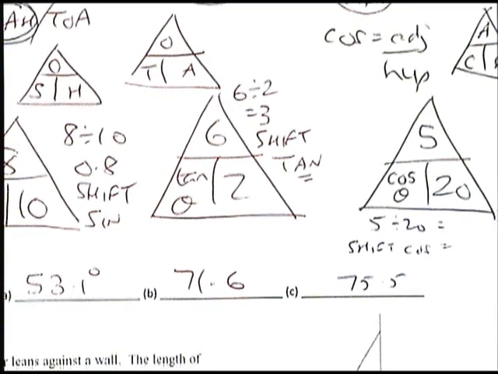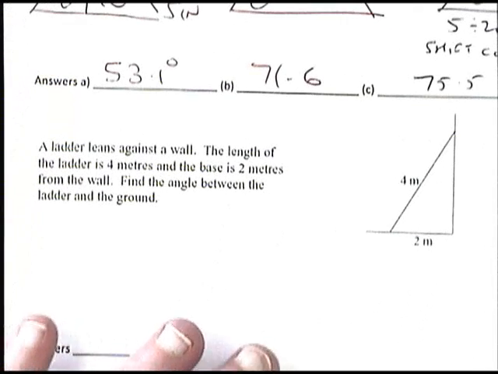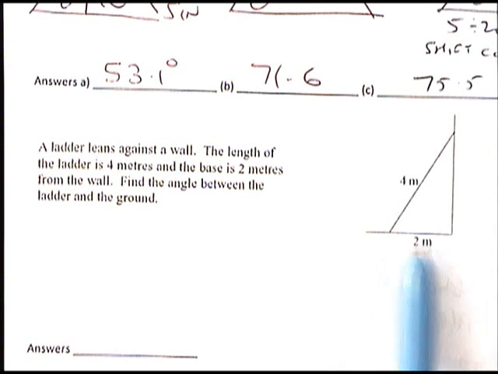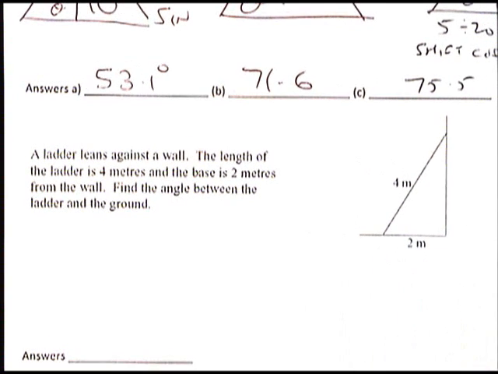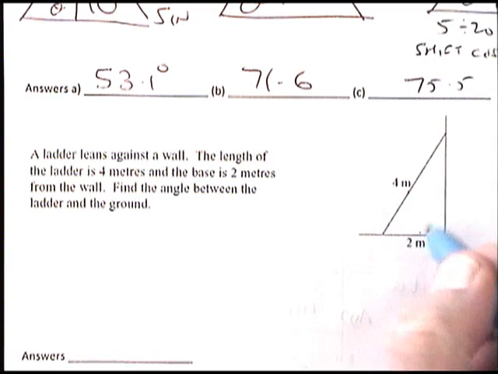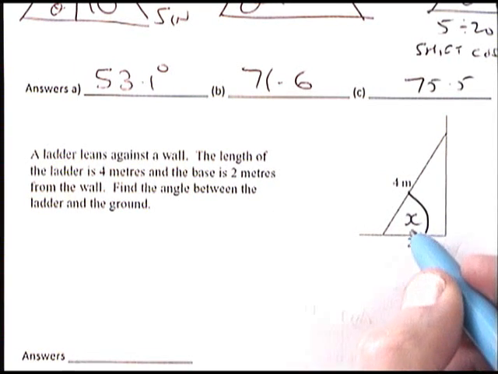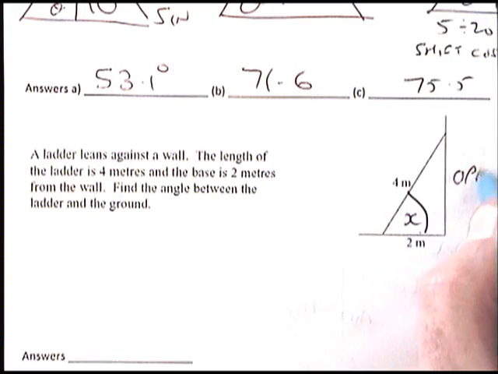That brings us on to our final question. A ladder is leaning against the wall. The ladder is 4. The distance along the base of our triangle from the wall to the ladder is 2. The angle between the ladder and the ground, okay, here's the ladder, here's the ground, and that angle I've marked X. So, if that's my angle, this will be my opposite.